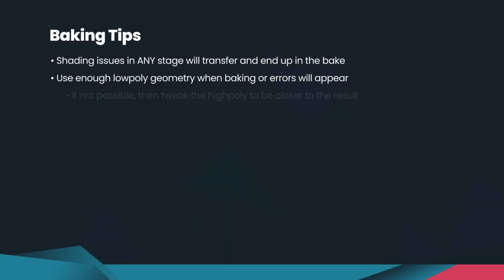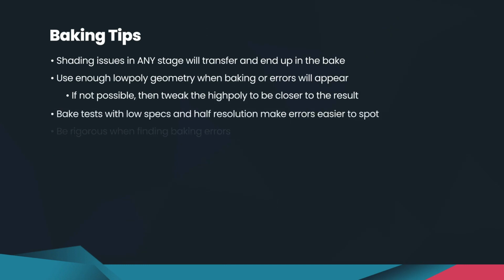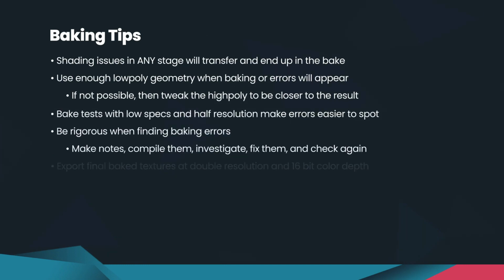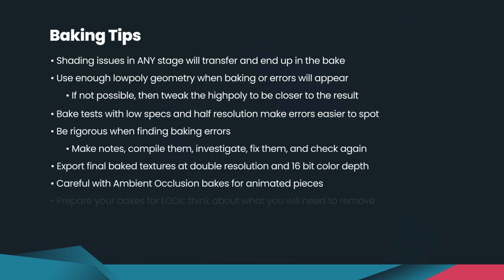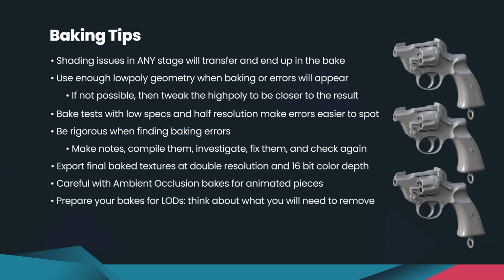After that rundown of the baking pipeline, let's discuss some tips and tricks. Shading issues from the high poly, like pinching, will transfer to the low poly during the baking process. Double check both stages of the piece, not just the low poly. Remember to remove all sharp edges from high poly to avoid faceting. Use a fair amount of geometry for baking. Big shape differences between high and low poly models will result in a poor bake.